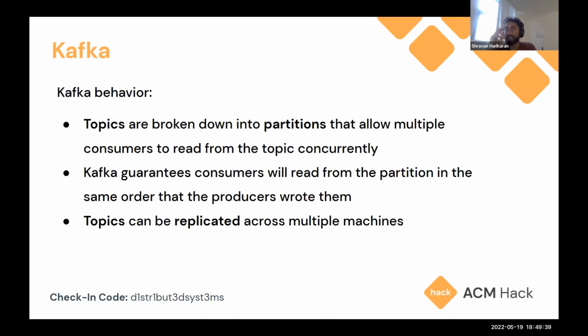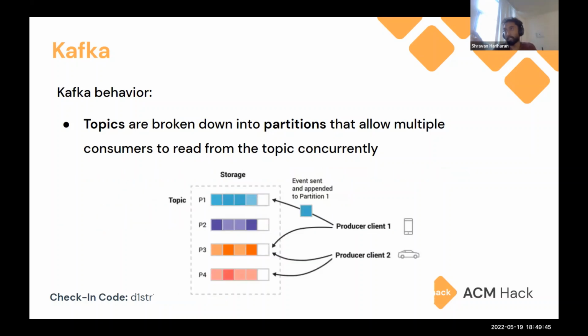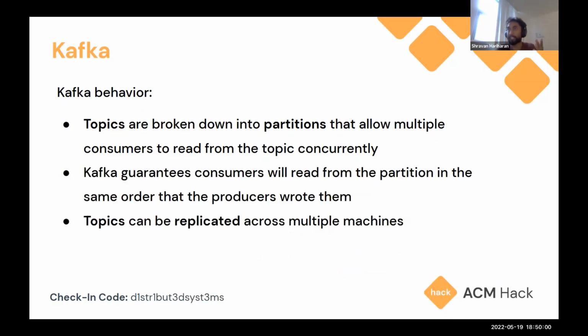And lastly, topics can be replicated across multiple machines. So what this means is that, as you see in this diagram, I can have the same topic with the same data stored on multiple servers, on multiple machines. And we're going to try to think about why that would be useful. But that is a behavior that Kafka does.